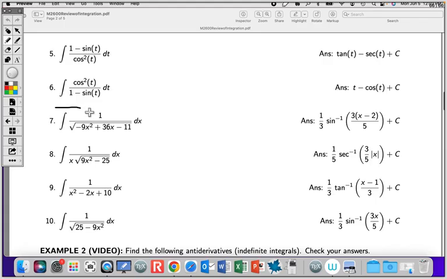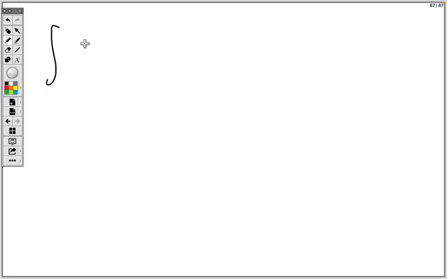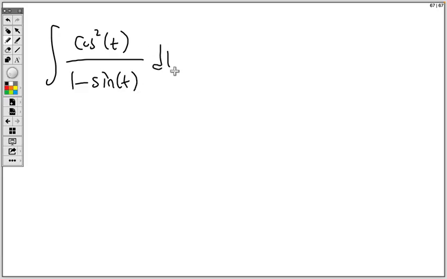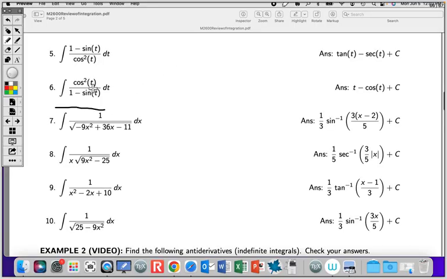Let's take a look at number 6. Number 6 is just the reciprocal of number 5. So here we're integrating cosine squared of t over 1 minus sine of t. And so we have a fraction that looks like this, which does not, quote unquote, separate.